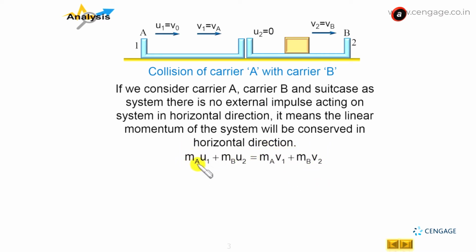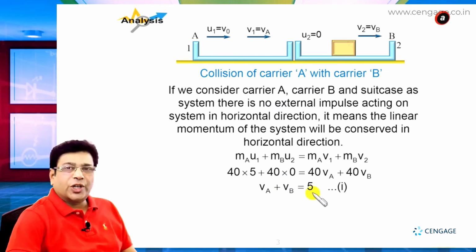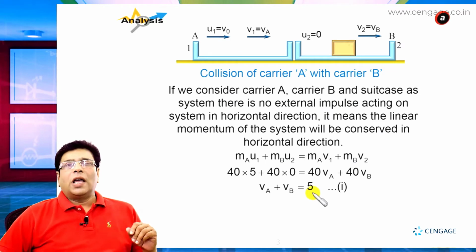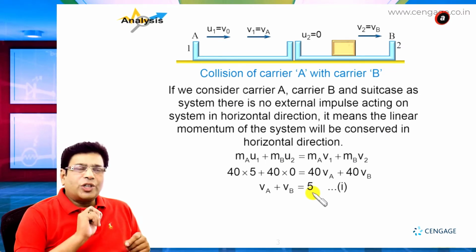We know this mass is equal to 40 kg and u1 is equal to v naught, that is 5 meter per second, and this is 0 and this is 40 kg again. So this will be 0, this is 40 multiplied by 5, and this is 40 and this is again 40, and Va and Vb both are unknown. Here we can observe we will get a linear equation in terms of Va and Vb. This is equation number 1. One equation and two unknowns. That means we need one more equation, and the second equation will be the coefficient of restitution equation.